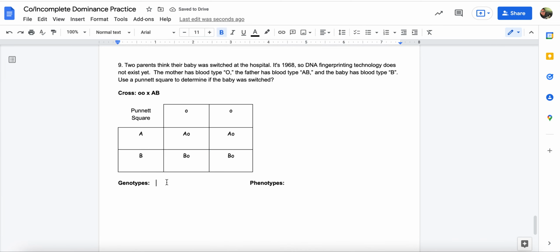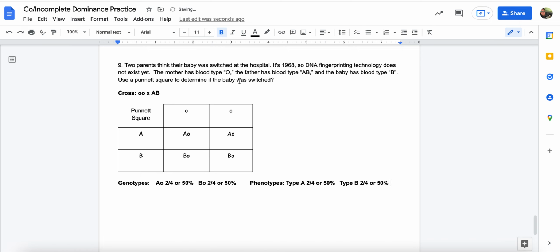So when we look at the genotypes, we've got AO, 2 out of 4, or 50%. And then we've got BO, 2 out of 4, or 50%. For the phenotypes, again, we're just going to write the blood type. So we've got type A, 2 out of 4, or 50%. And then we've got type B, 2 out of 4 or 50%.